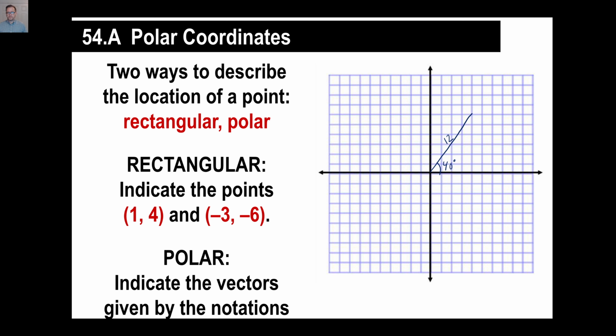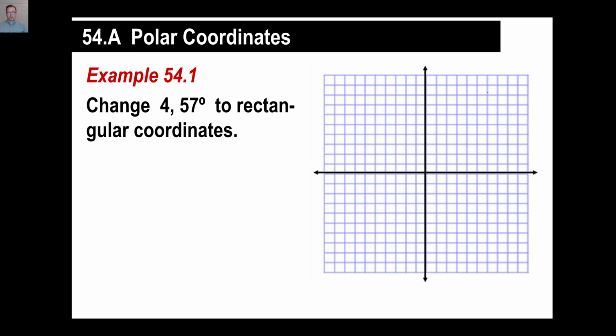That's called polar. And what you'll do is, you would write this, by the way. If you go 12 miles from this origin out and you stop right there and you've gone at a 40-degree angle, you would write it that way. And what they'll do in your book is have something like this. Well, I'll show you a couple of examples. Polar: indicate the vectors given by the notations (4, 57 degrees) and (7, 230 degrees). They'll have it a little bit different in your book, but this is a typical example of what we do.